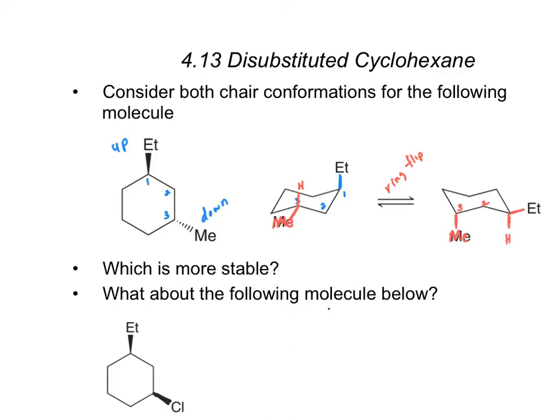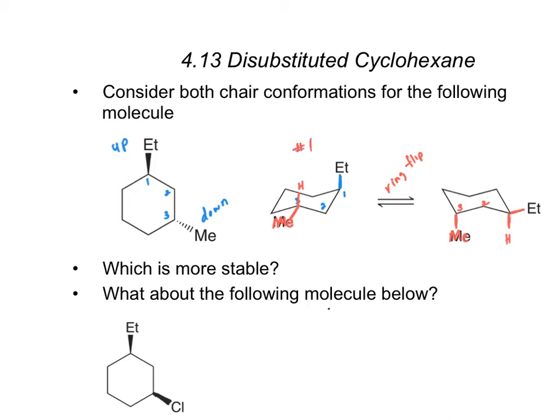For monosubstituted, where did we want to put our substituent to be lowest energy? Pointing down. We needed to put it in the equatorial position, right? Because that was going to be anti, okay? So in the first chair conformation, do we have one of our substituents in the equatorial position? Yes. In the first chair conformation, yes.